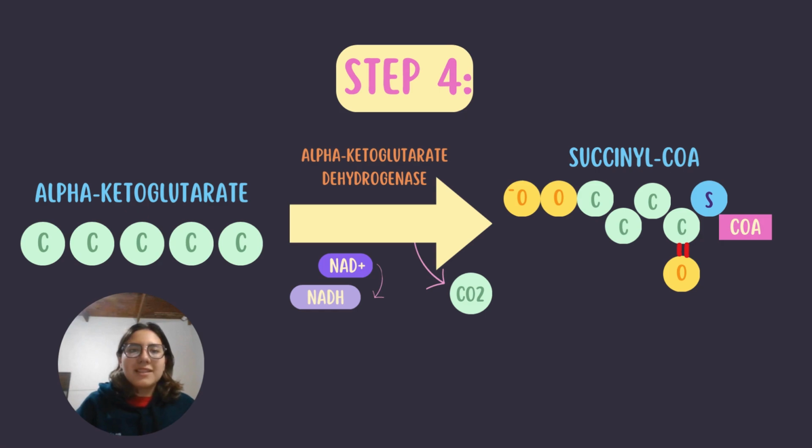Then alpha-ketoglutarate undergoes decarboxylation. This reaction is catalyzed by the enzyme alpha-ketoglutarate dehydrogenase. During this process, another NAD+ molecule is reduced to NADH, capturing high energy electrons. The result: succinyl-CoA.